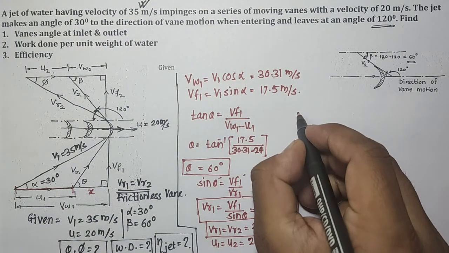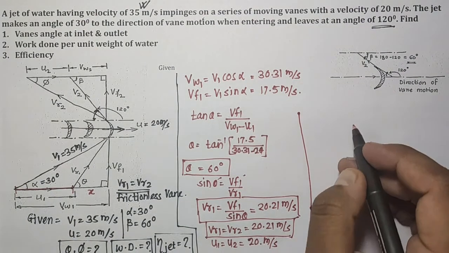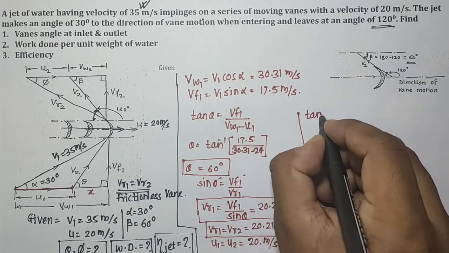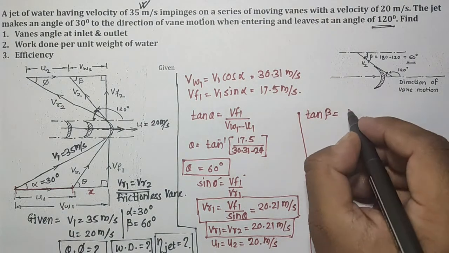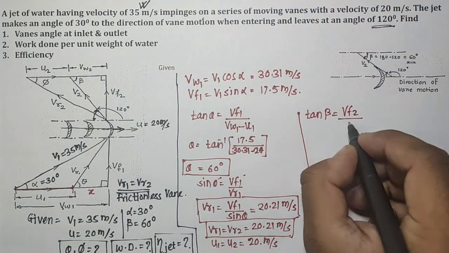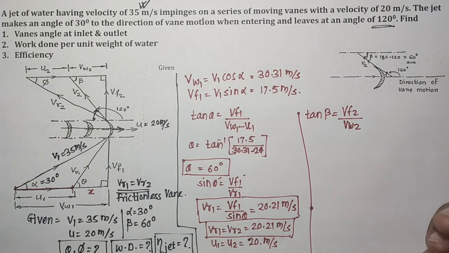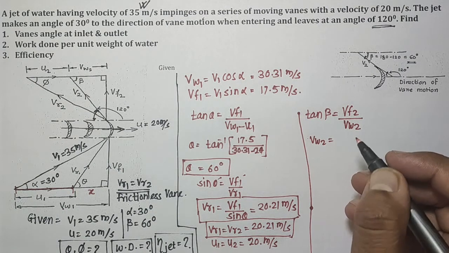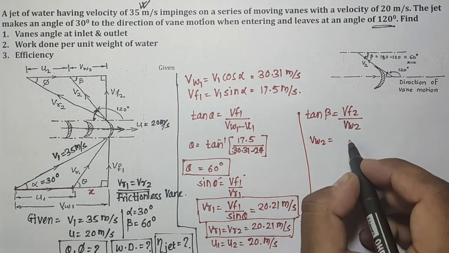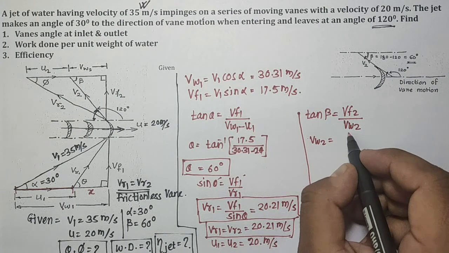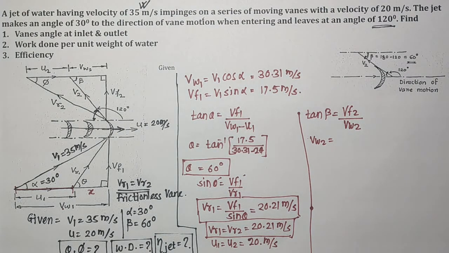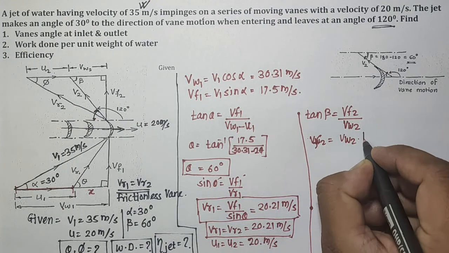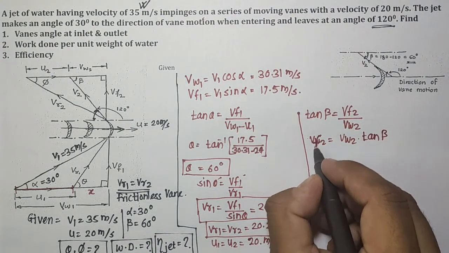So at the exit of this particular velocity triangle, what we have to find out is tan beta is equal to VF2 upon the adjacent side, which is nothing but VW2. Rearranging that equation, VF2 is equal to VW2 into tan beta. So this one is VF2.